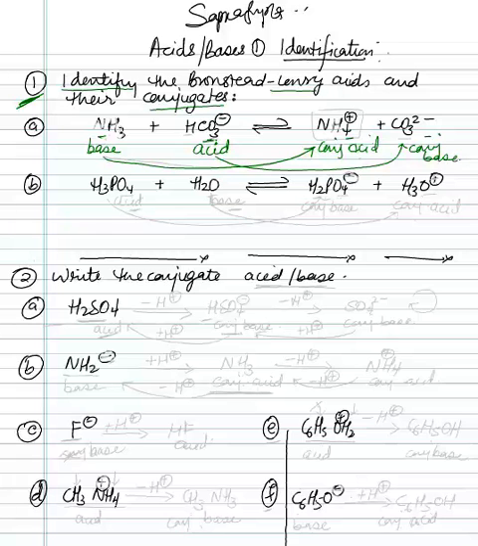The other way to tell whether you have a conjugate acid or a base is to look at the protons. If you have more protons here versus, say, NH3, then this is the conjugate acid. In carbonate versus bicarbonate, the hydrogen carbonate has an extra hydrogen, so the hydrogen carbonate is the acid, whereas the carbonate ion is the conjugate base because it does not have that extra hydrogen.